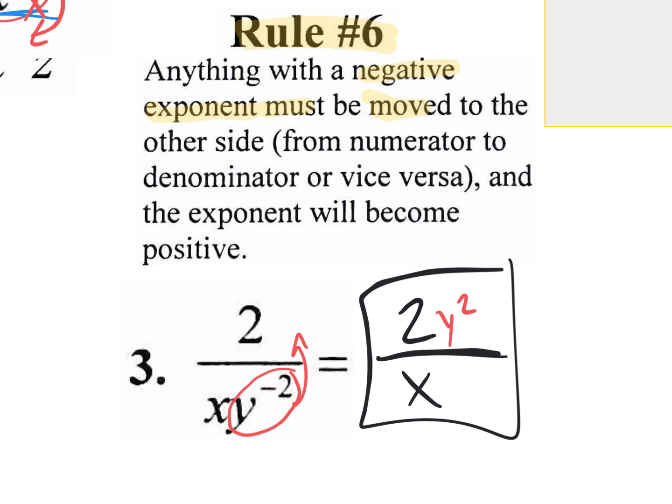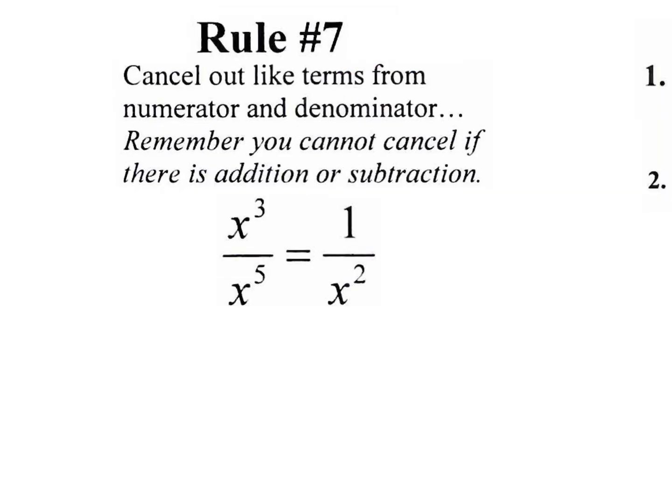Rule number 7, the final rule. Everybody jot down rule 7, and then write down cancel out. We're going to be canceling out terms. Now, what do I mean by cancel out terms? Again, I showed you the answer. I probably shouldn't have. The bottom line is you have x to the third up on top and x to the fifth on the bottom. So let me show you where this rule came from.